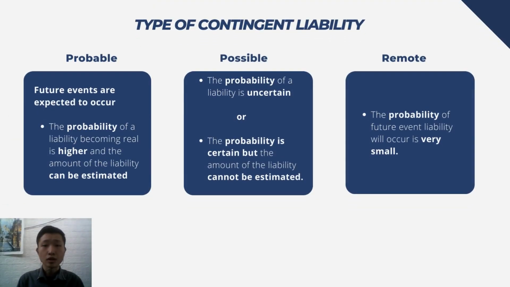There are three types of contingent liability. First is probable. Probable means the future events are expected to occur. It means that the probability of the liability becoming real is higher and the amount of the liability can be estimated. And the second is possible. Possible means that the probability of the liability is uncertain, or the probability is certain but the amount of the liability cannot be estimated. And the last one is remote. It means that the probability of the future event occurring is very small.